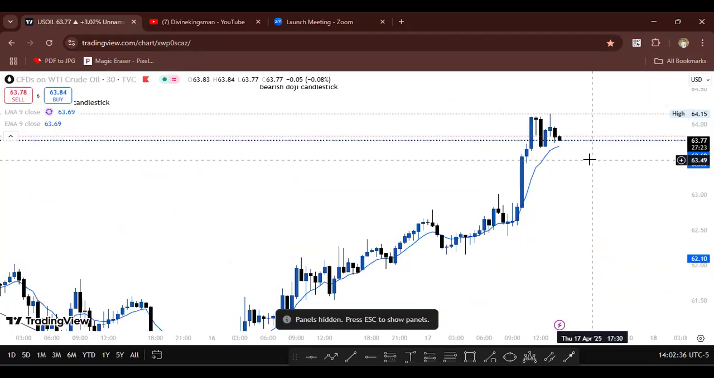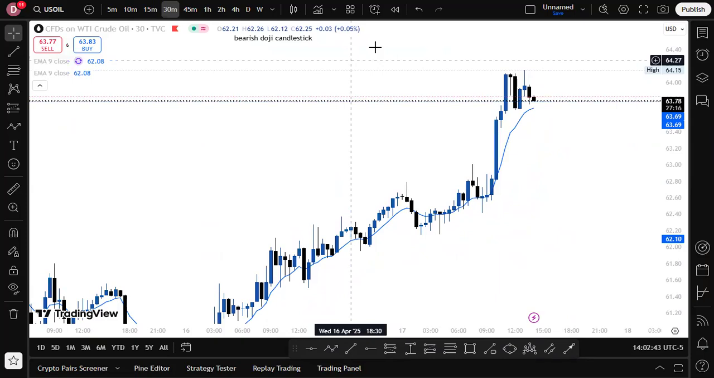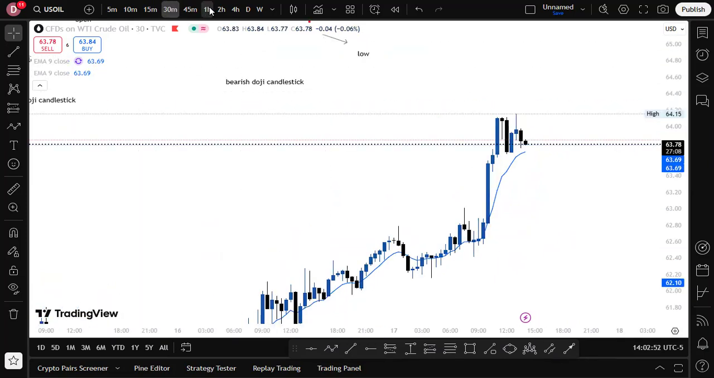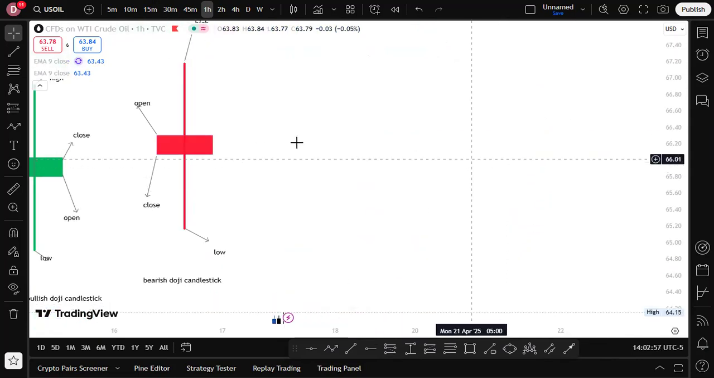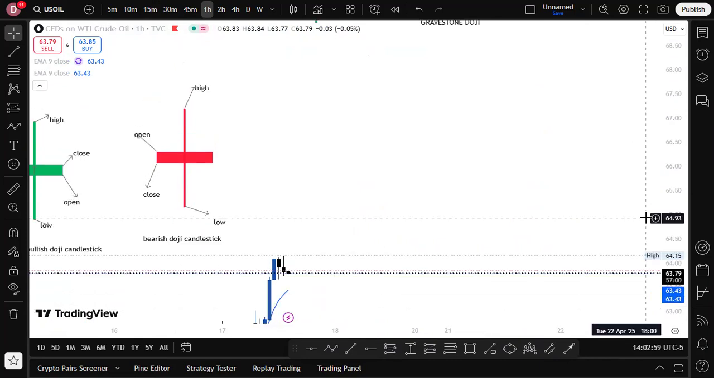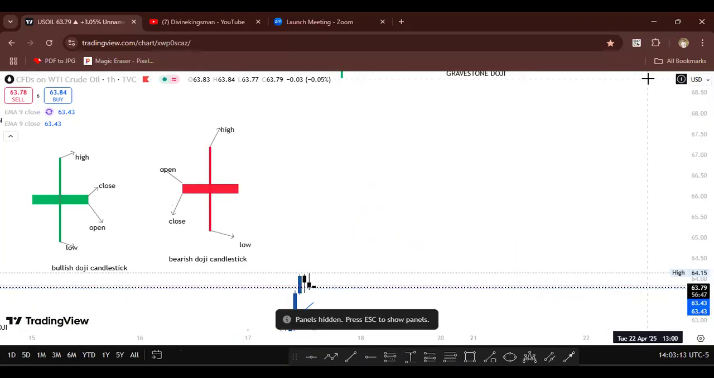Okay. So today we're talking about some other candlestick patterns. The patterns we'll be talking about today are the morning star and evening star candlestick patterns. Those are the two candlestick patterns we'll cover today.